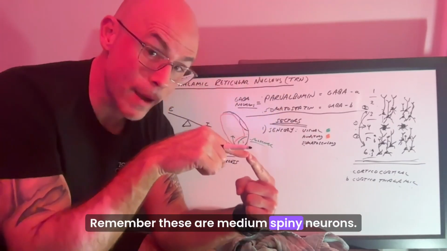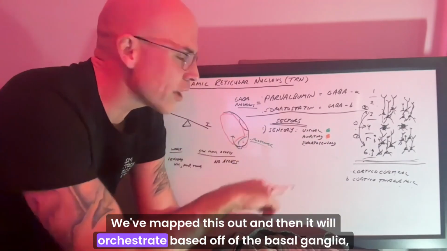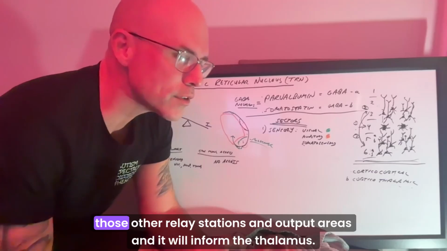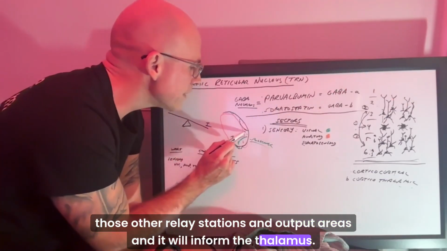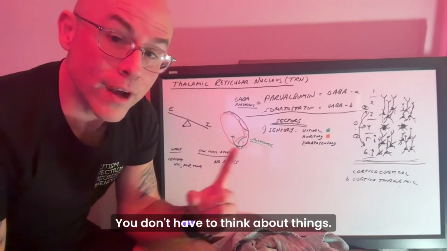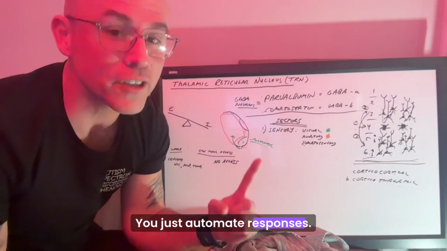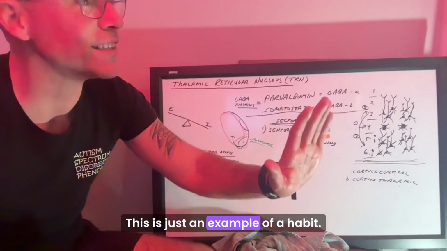Remember, these are medium spiny neurons. We've mapped this out, and then it will orchestrate based off of the basal ganglia, those other relay stations and output areas, and it will inform the thalamus. Okay, what am I doing? Remember the habits, though. You don't have to think about things. You just automate responses. That's why we love habits. If it's a habit, this is just an example of a habit.